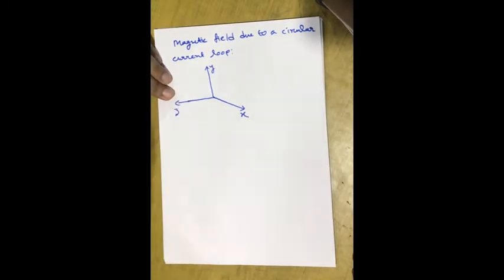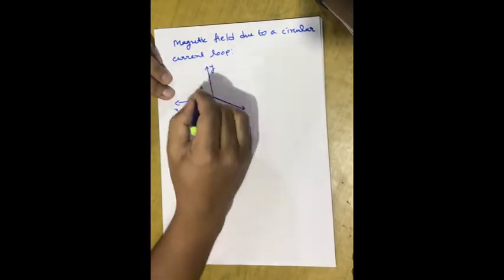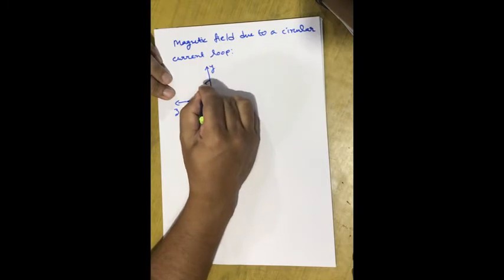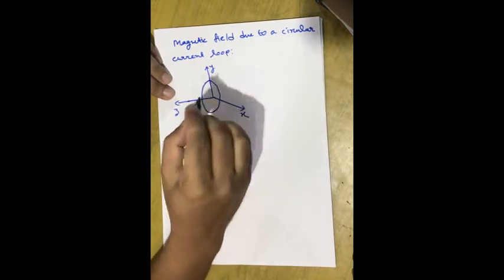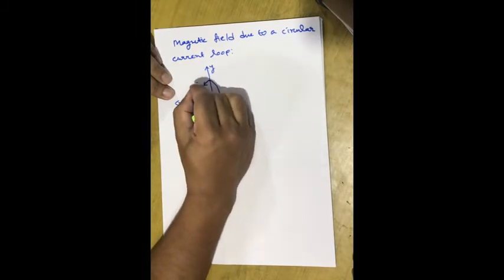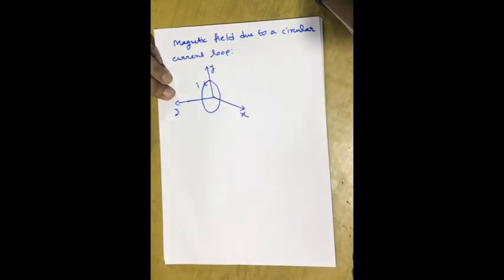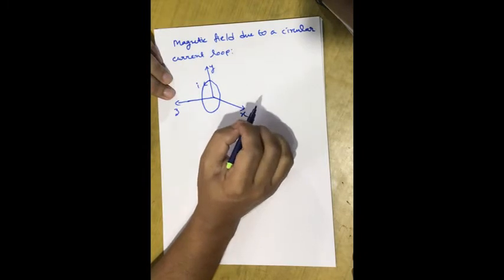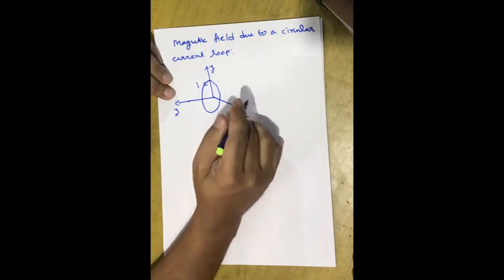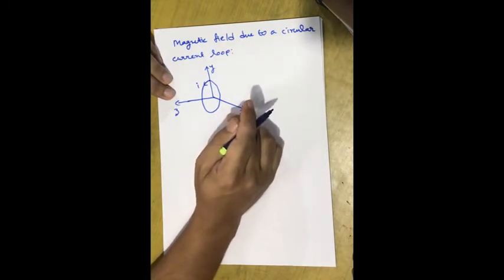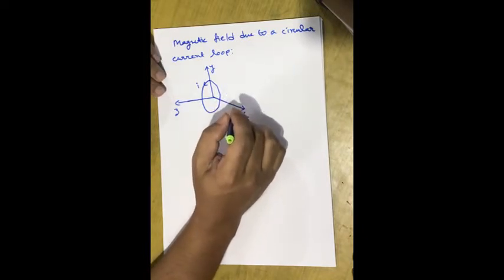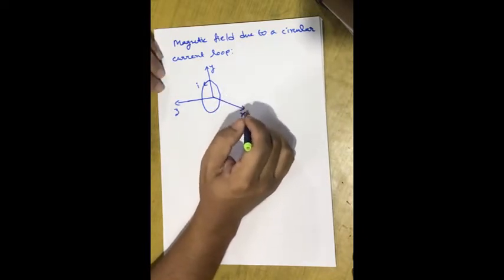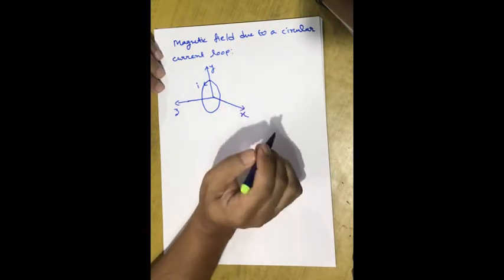First, let's draw the XYZ coordinate system. Suppose we have a current loop in the YZ plane. It is carrying a current I in this direction, and we are going to find the magnetic field at a point on the axis of the current loop. The axis of the current loop always passes through the center and is perpendicular to the plane.